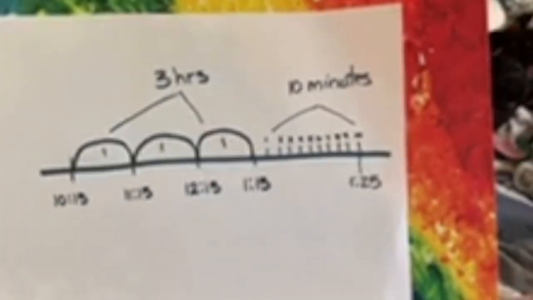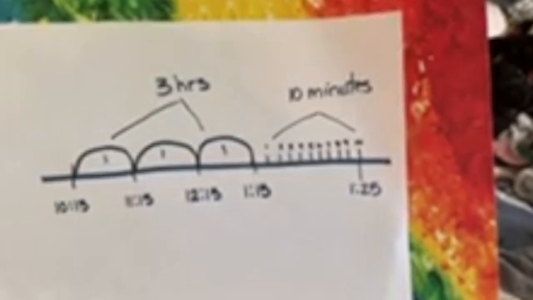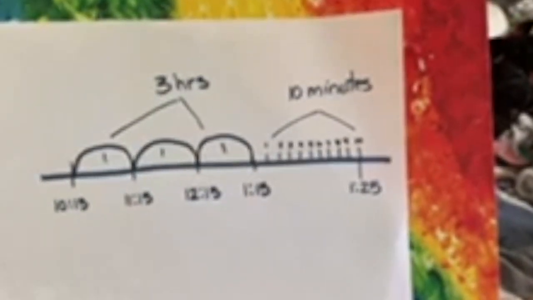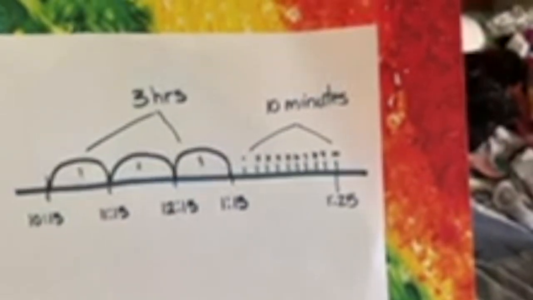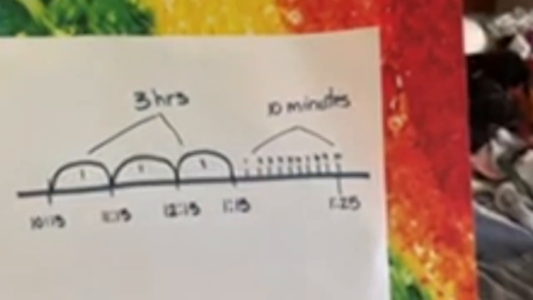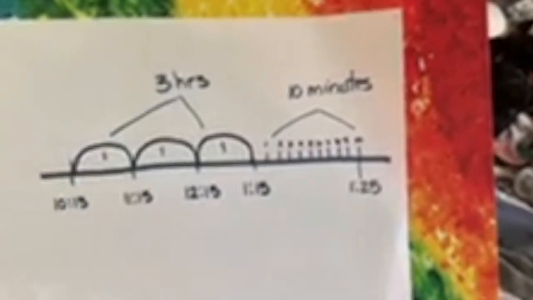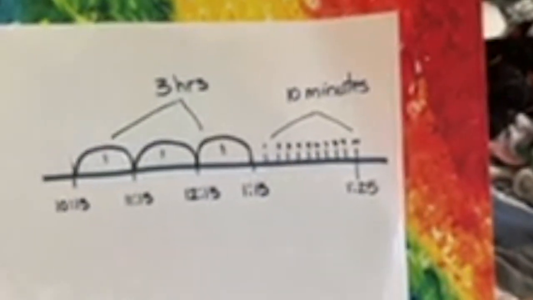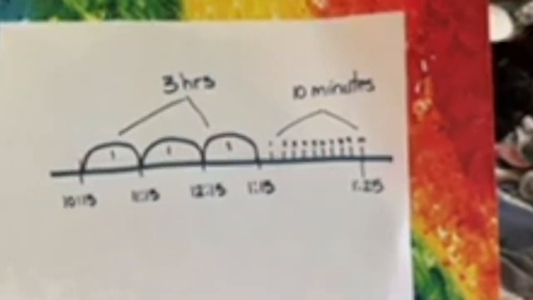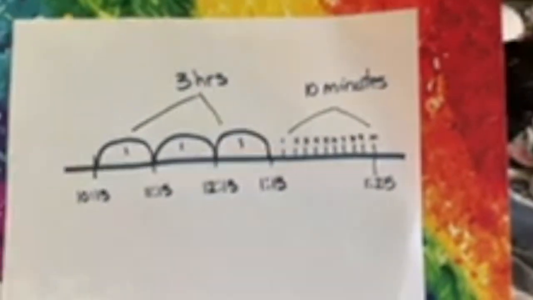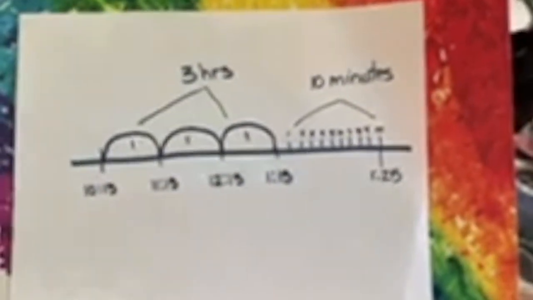Then I'm going to put tiny marks for every minute past 1:15. You can see that I have 10 marks because 10 minutes goes by until 1:25 when our event ends. 3 hours and 10 minutes. Either strategy will get you the same answer. One is going to be easier for you than the other, so use whichever one makes more sense to you.